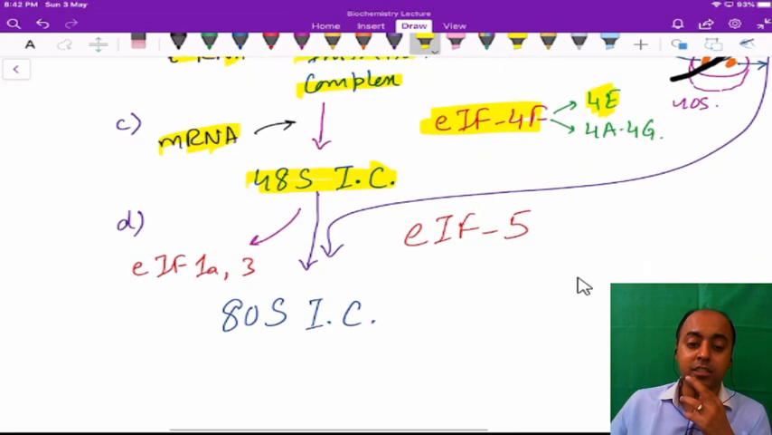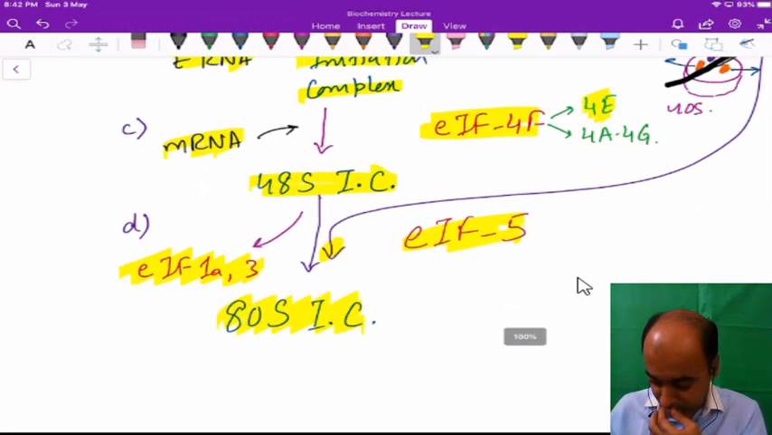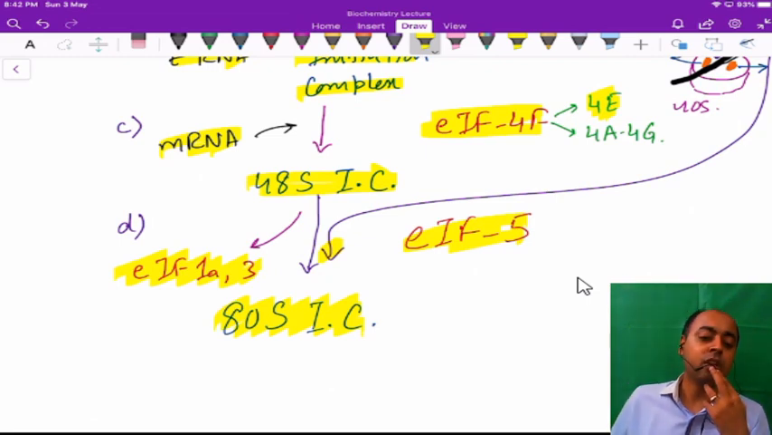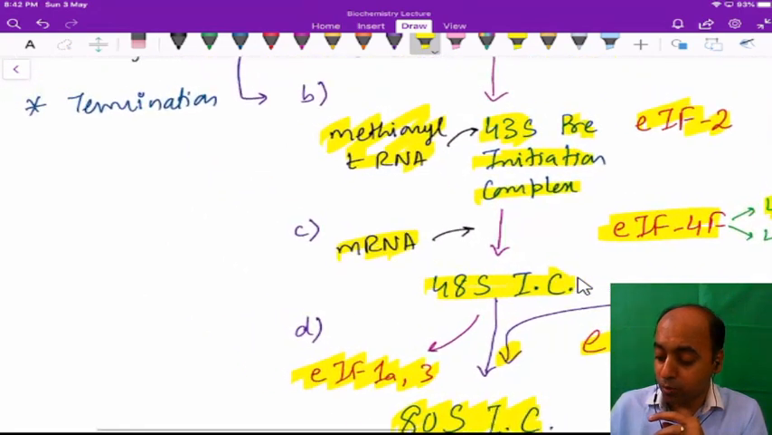Once the 48S initiation complex is formed, the initiation factor 1A and 3 are thrown out. The 60S subunit will come to rejoin, facilitated by initiation factor 5, resulting in formation of the 80S initiation complex. This is the last step of initiation. Once you get the 80S initiation complex, the initiation is complete. However, two important points to note.